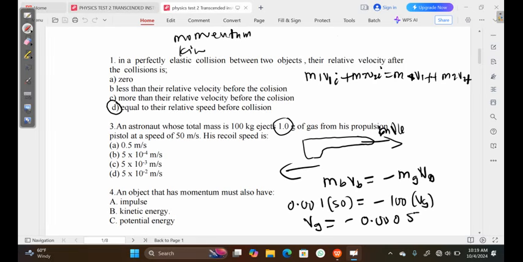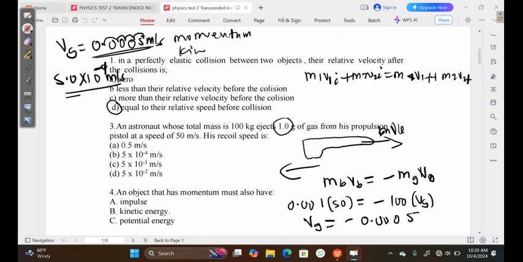So you can say the magnitude of that velocity of the gun, which is the velocity of the gas in that case, is 0.0005 meters per second. That's the answer. But in our answers here, they have put it in scientific notation. So if I shift the decimal 1, 2, 3, 4 places, it will be 5.0 times 10 raised to the power negative 4 meters per second. That's the basic idea behind any kind of recoil velocity. So the correct answer here is B.